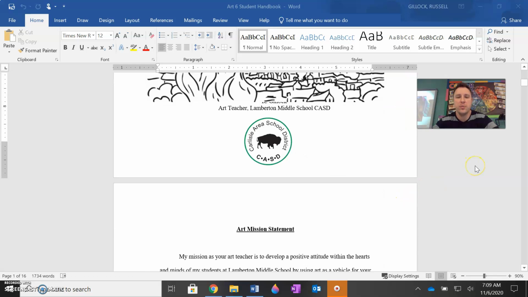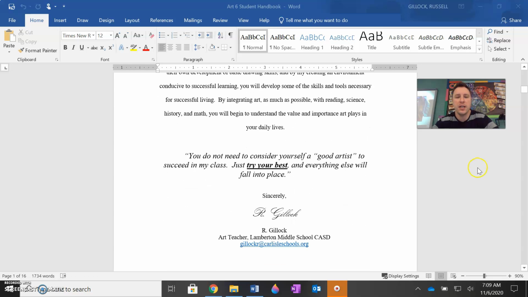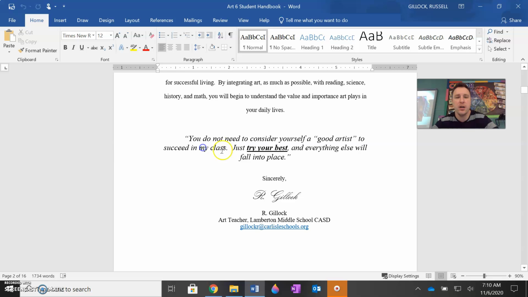All right, so going down to the first page, the art mission statement is here. You can pause the video and read it if you want, but the main thing I want to discuss is this quote at the bottom here. It says that you don't need to consider yourself a good artist to succeed in my class. You just need to try your best and everything else will fall into place.